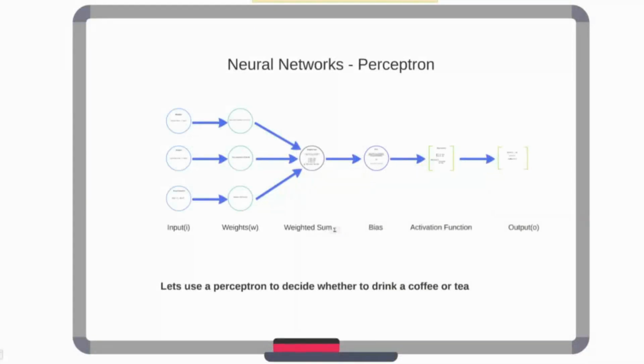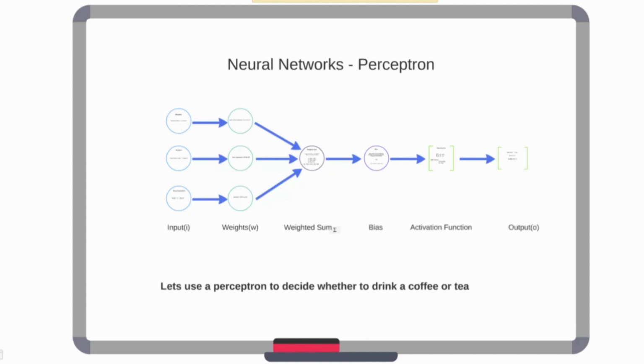In this video, let's take a look at Perceptron. It all started with Frank Rosenblatt with his paper in 1958. Yes, this has been around for a while. Now, in order to understand, we have taken an example. In this example, the idea is to use a perceptron to make a decision based on certain input parameters. The decision is whether to drink coffee or tea.